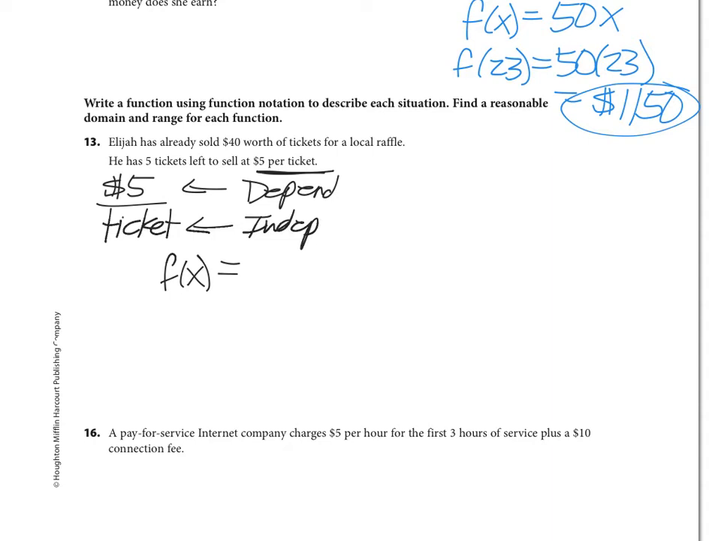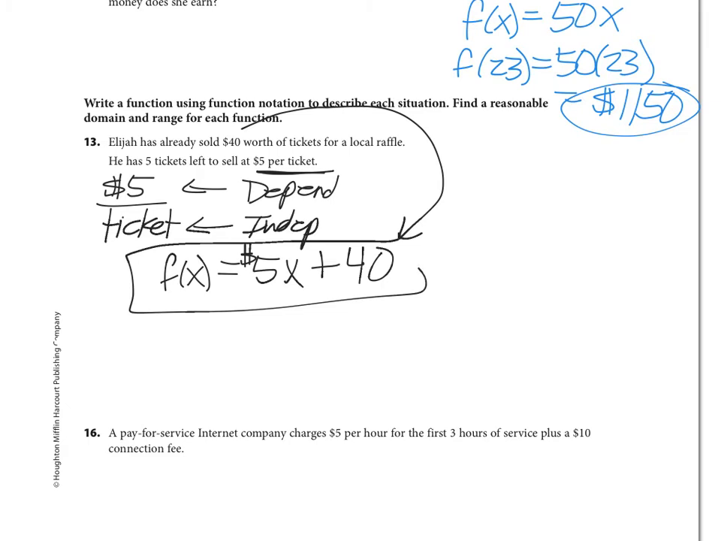says he's already sold $40 worth of tickets for a local raffle. He has 5 tickets left to sell at $5 per ticket. Okay. So he's got $5 per ticket times the number of tickets he sells, which is x, plus what? Plus 40. Now, why 40? Because he's already sold $40 worth of tickets. And he's selling the remaining tickets, which is x, at $5 per ticket. Okay, so this would be our function notation. You don't have to put that dollar symbol in there if you don't want to. So 5x plus 40.